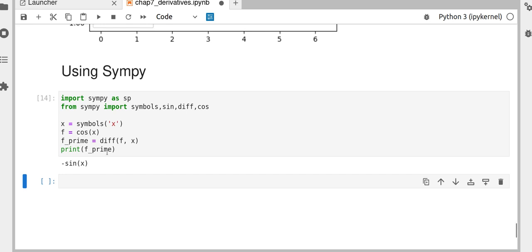So this one is symbolic. All right, so this is where we stop. You can read more in some of the recommended textbooks about numerical derivatives in Python. So we'll stop here for now.